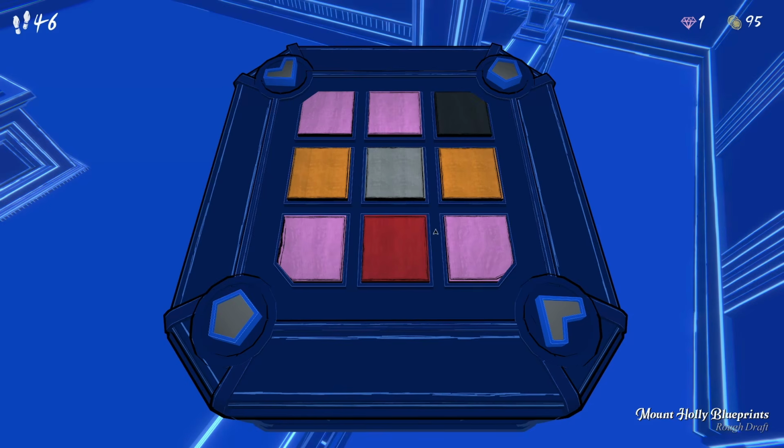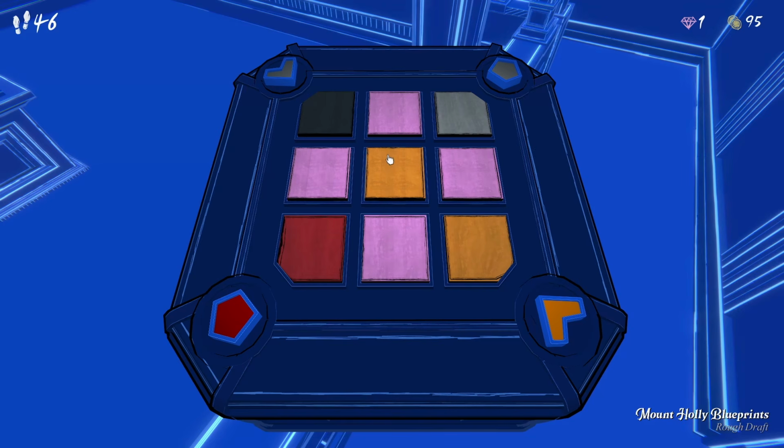Basically, I need to get everything out of the corners. So let's shift the pinks out of the way. So this has got to go here. Okay. Not a bad start. That would be correct. I just need to flip this to here. Oh, sorry. No, I need to flip this to here.